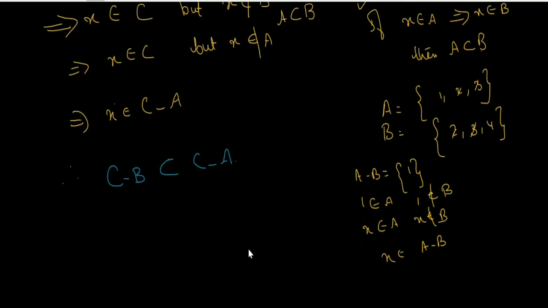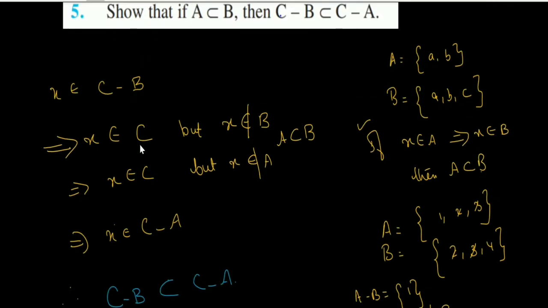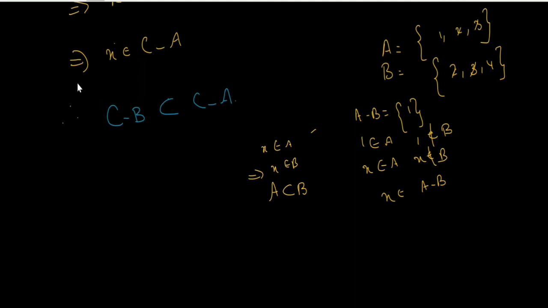What is the definition of a subset? If X belongs to A implies that X belongs to B, then A is a subset of B. So we have proved that X belongs to C minus B, and finally we proved X belongs to C minus A. That means C minus B is a subset of C minus A. That's what we have to prove. We'll move on to the next question.